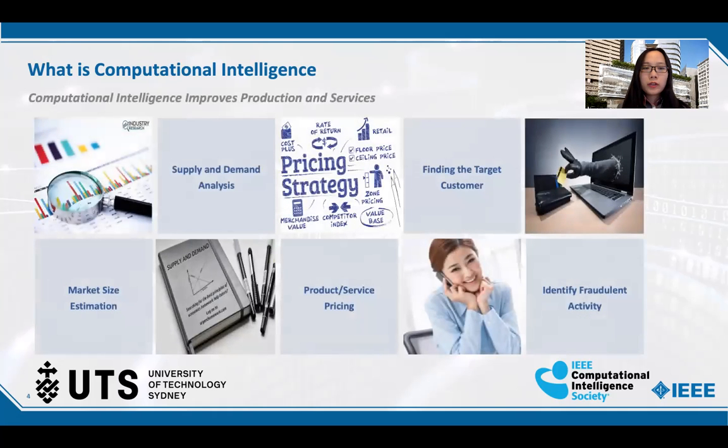So computational intelligence helps business to improve production and services in 5 aspects. First is supply and demand analysis. Second, finding the target customer. Third, market size estimation. Fourth, product and service pricing. And fifth, identifying fraudulent activity.